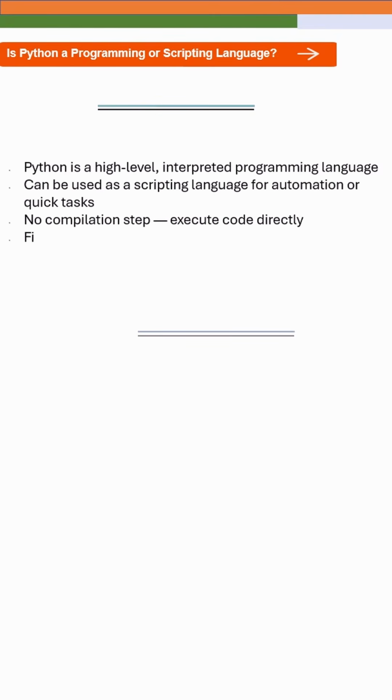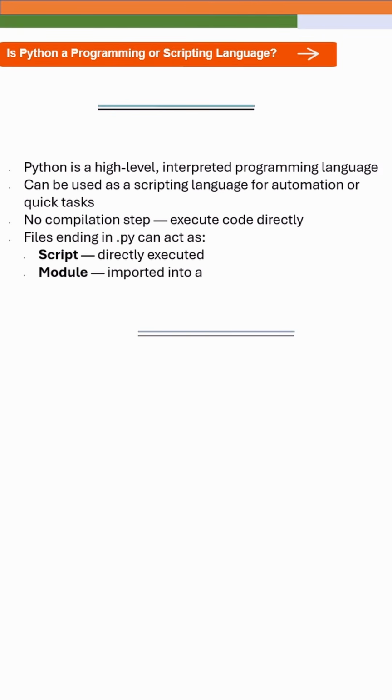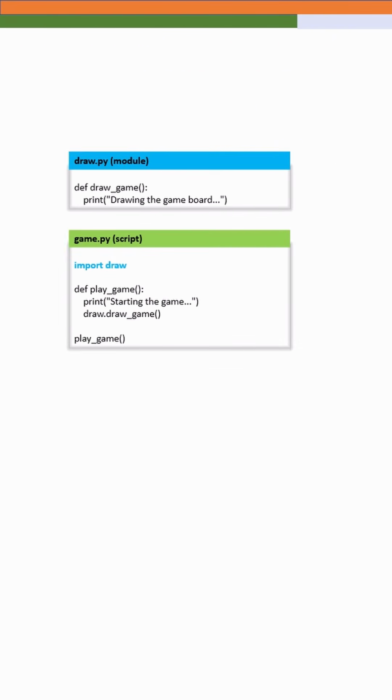A Python file that is meant to be run directly by the user is commonly known as a script. In contrast, a file that defines reusable functions, classes, or variables designed to be imported by another file is known as a module. So in short, scripts are made to be executed and modules are made to be imported. Most real-world programs combine both. A main script that imports several modules, for example, maybe a game project might have a main file called game.py that runs the game, and a separate file raw.py that defines the drawing logic.